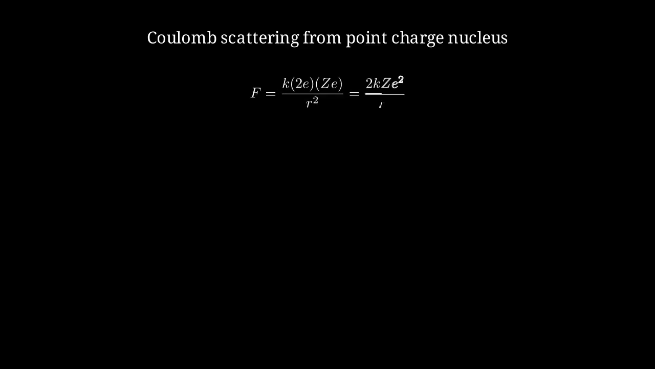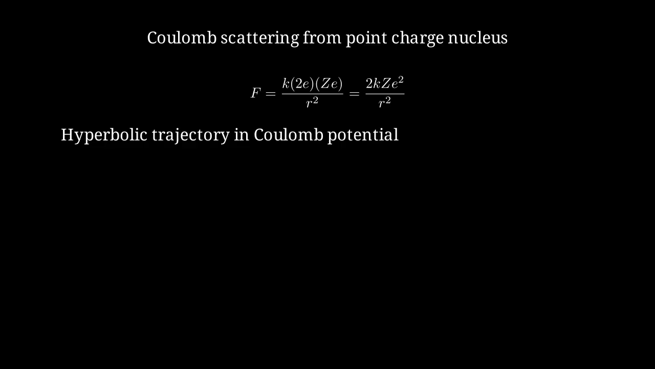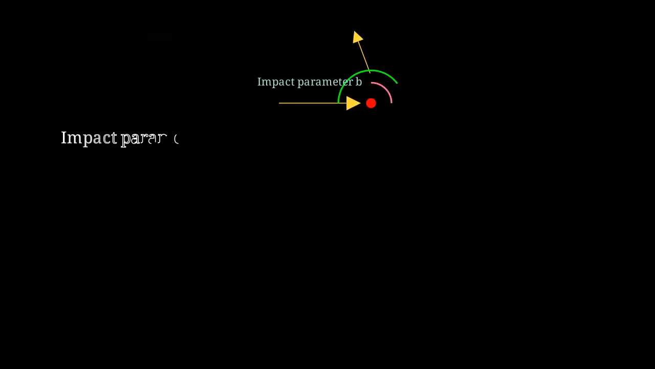The force between an alpha particle with charge 2e and a nucleus with charge Ze equals 2kZe squared divided by r squared. Under this inverse square force law, the alpha particle follows a hyperbolic trajectory, as in planetary motion, but with repulsion instead of attraction. The scattering angle depends on the impact parameter b, the perpendicular distance between the incoming particle path and the nucleus. Smaller impact parameter means closer approach to the nucleus and larger scattering angle.